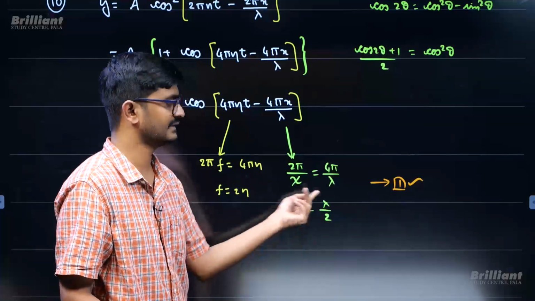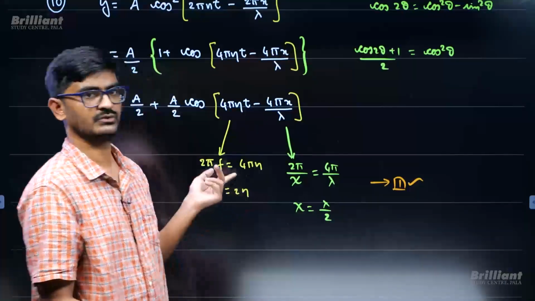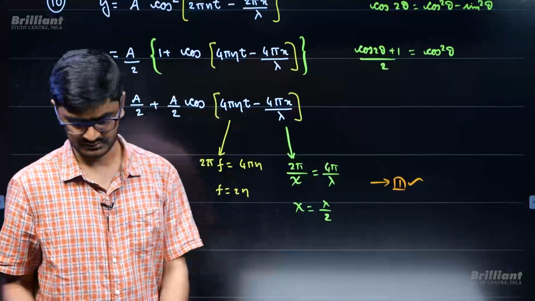So what is the wavelength? Wavelength is lambda by 2. Frequency is 2n, right? So there you will be ending up with option 1.